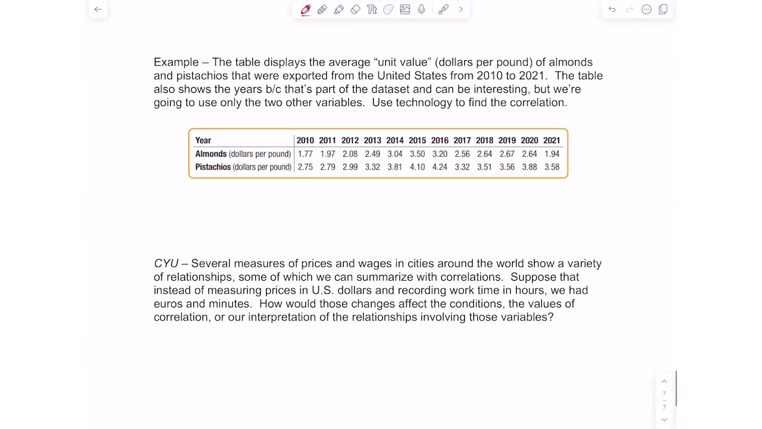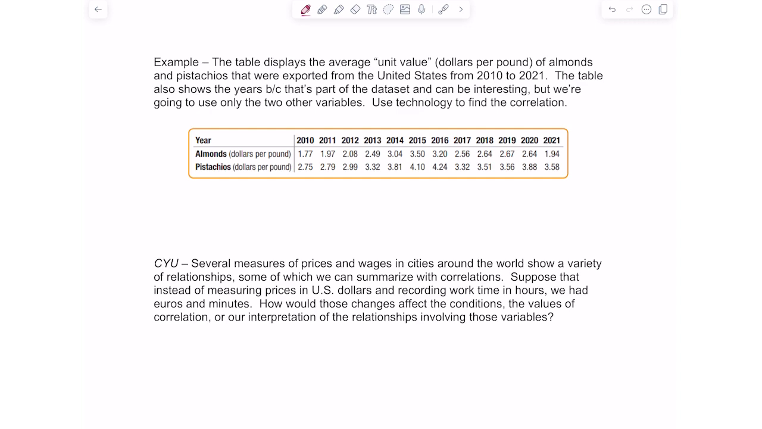Okay. The table displays the average unit value, dollars per pound, of almonds and pistachios that were exported from the United States from 2010 to 2021. The table also shows the years because that's part of the data set and can be interesting, but we're going to use only the two other variables. So we're just going to look at almonds and pistachios. Use technology to find the correlation.